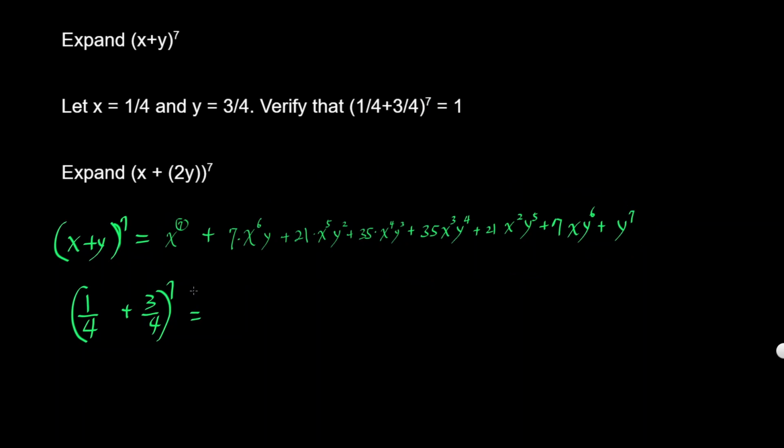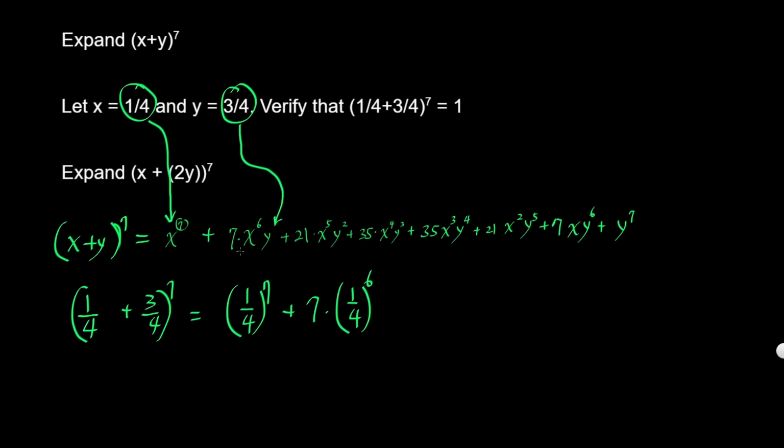Here we go. So x equals 1 over 4, so it's 1 over 4 to the 7th power. All you've got to do is plug 1 over 4 in for x and 3 over 4 for y. Every time you see y, just plug that in. Plus 7 times 1 over 4 to the 6th power, I'm doing this portion right there, the second term, times 3 over 4, plus 21 times 1 over 4 to the 5th power, and then y is 3 over 4 to the 2nd power.